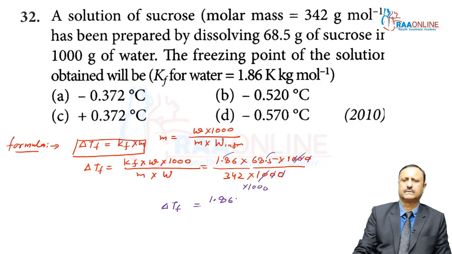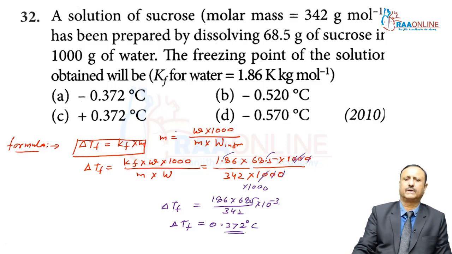1.86 is converted to 186, 186 multiplied by 685 and divided by 342 into 10 to the power minus 3. So, my dear students, by solving this you can get delta Tf as 0.372 degree Celsius. Now, here he wants the freezing point of solution.